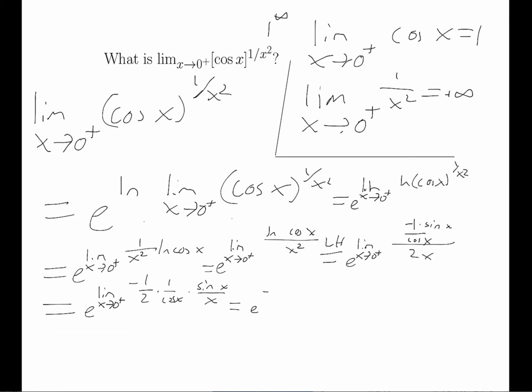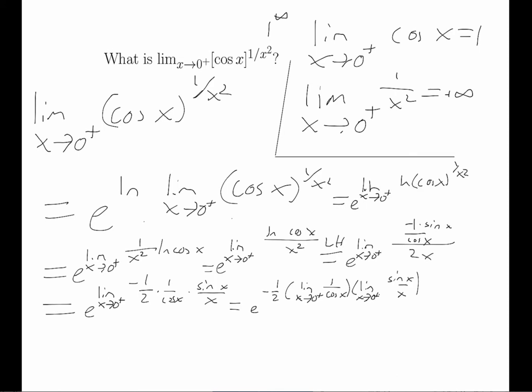We can use the constant multiple rule to pull the negative 1/2 out. And we might notice that 1 over cosine x and sine x over x are two limits that we independently know. So we can use the limit law for products to say this is the limit as x goes to 0 of 1 over cosine x times the limit of sine x over x. 1 over cosine x is continuous at 0. We just plug in the 0. It's 1 over 1, which is 1.